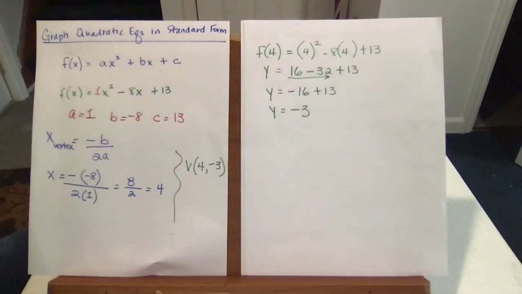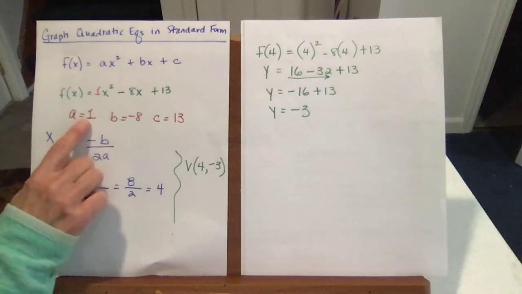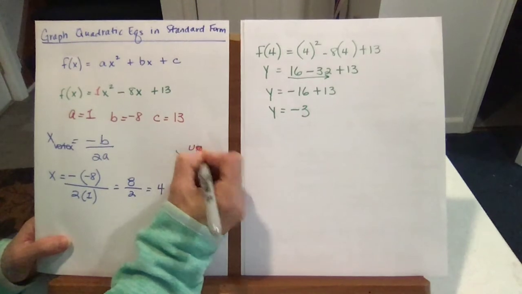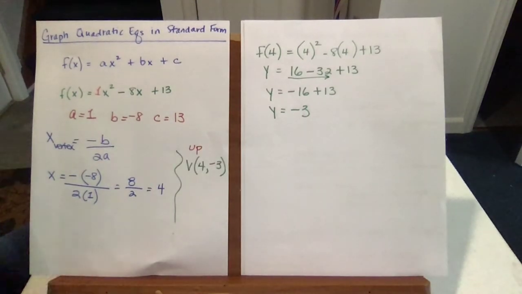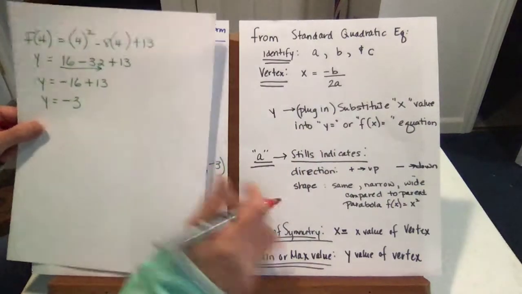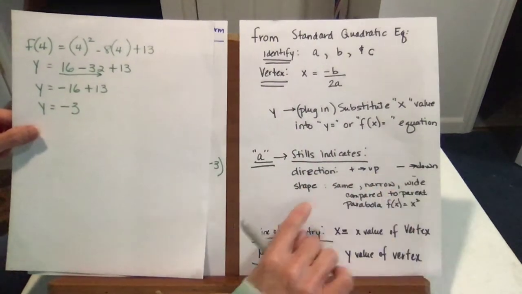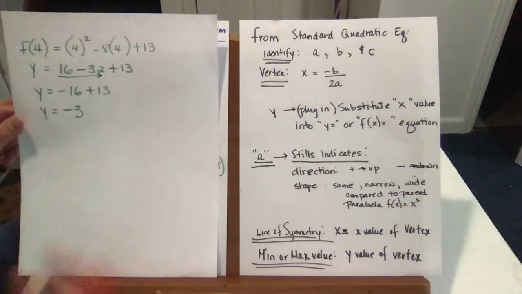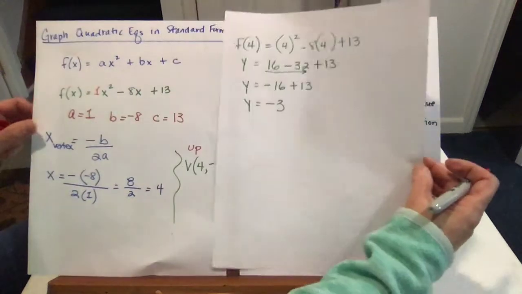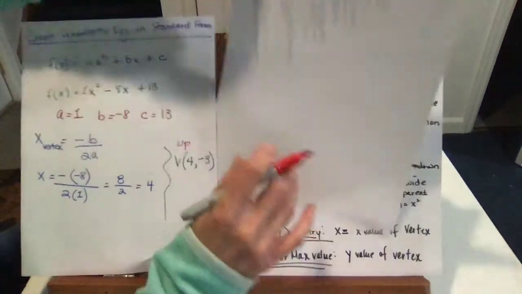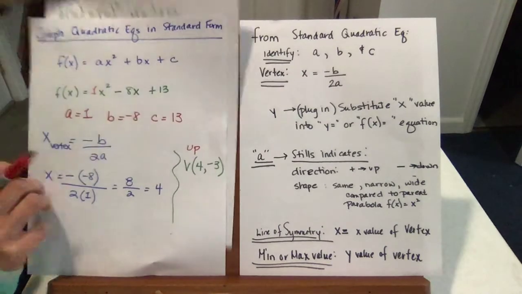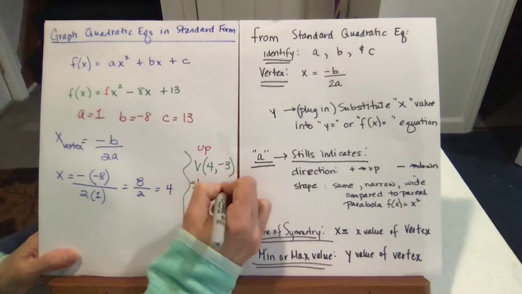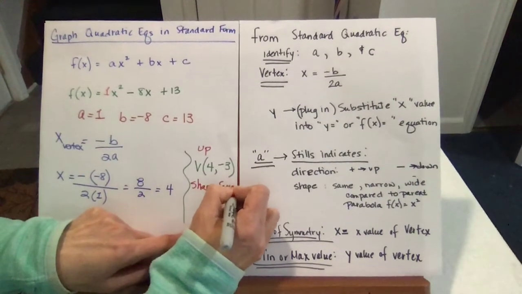Now the other thing we want to look at is the a value. Our a value is 1. When it's positive, we know it's going up. So direction is still identified the same way. A still tells us the direction, up or down, if it's positive or negative, and the shape, narrow or wide. All of this is identical to what we did in the vertex form. So when we're looking here, our a value is 1, so it tells us it's going up because it's positive. The shape is going to be the same as the parent. So right and left 1, square it, up 1.